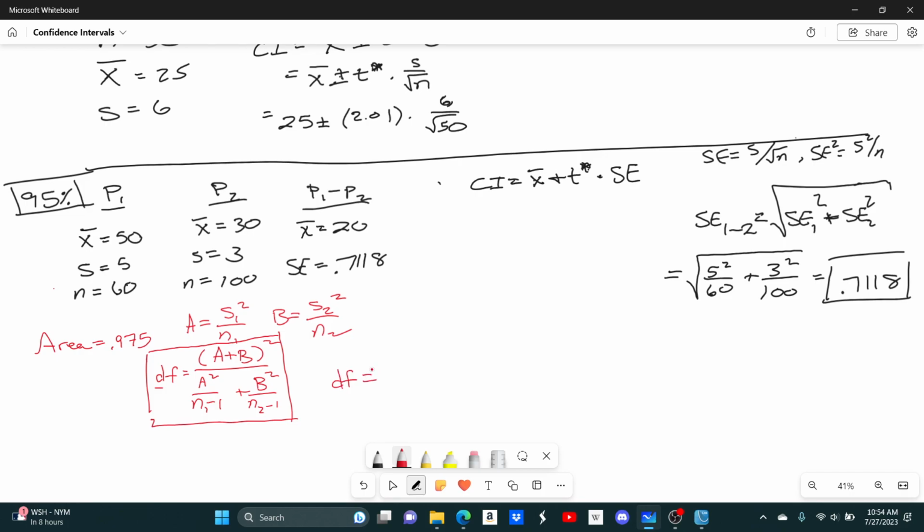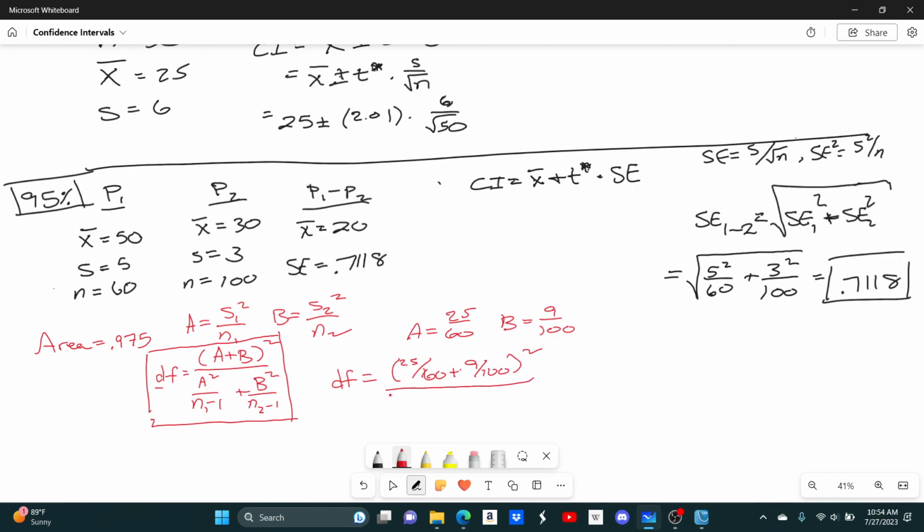So the degrees of freedom of this. Well, let's find A and B first. What are A and B? Well, we figured it out over here. A is just the square of the standard error, which we found out was S squared over N. So this is going to be 25 over 60, and B will equal 9 over 100. So our degrees of freedom calculation will be 25 over 60 plus 9 over 100 squared, right?